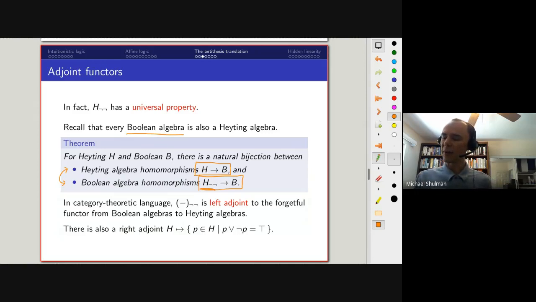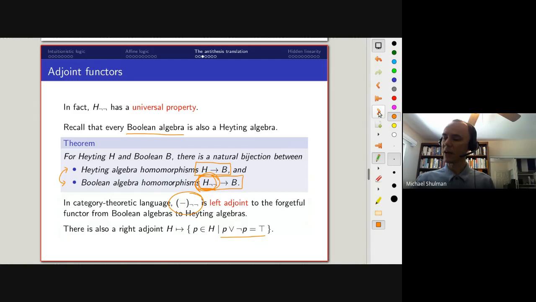So having this kind of natural bijection like this is what it means to say that this double negation construction is left adjoint to the forgetful functor from Boolean algebras to Heyting algebras. And it's left because this operation appears on the left of our homomorphisms. There's also a right adjoint, which takes a Heyting algebra to the subset of complemented elements, such that their union together with their negation is the whole thing. So these are the elements that satisfy excluded middle. The other ones are the ones that satisfy double negation.